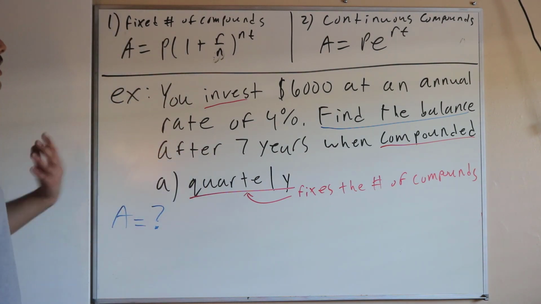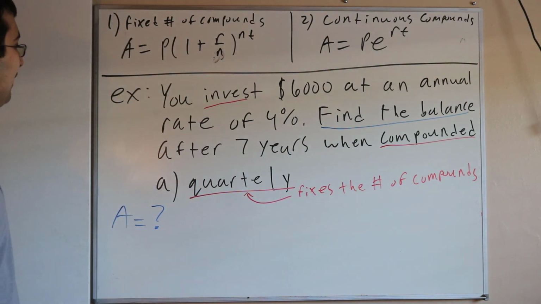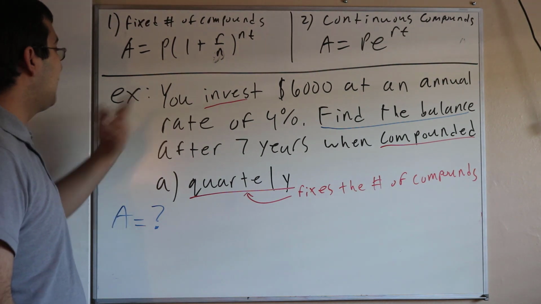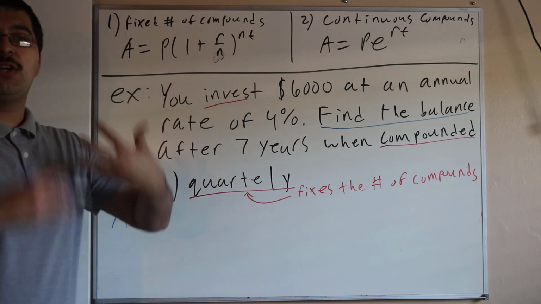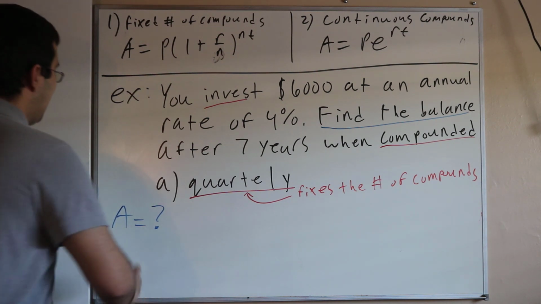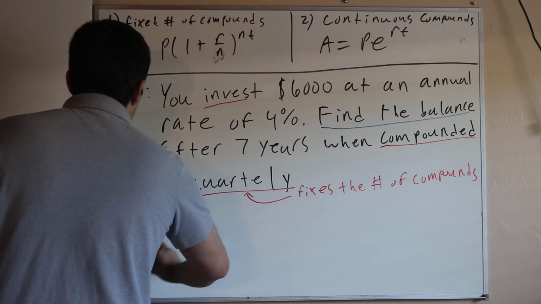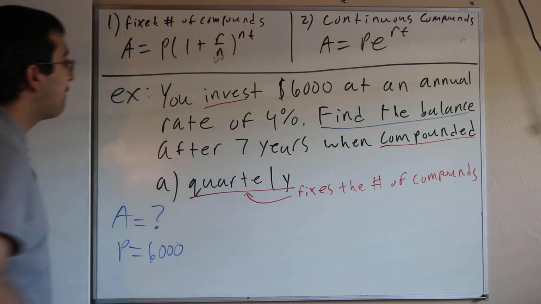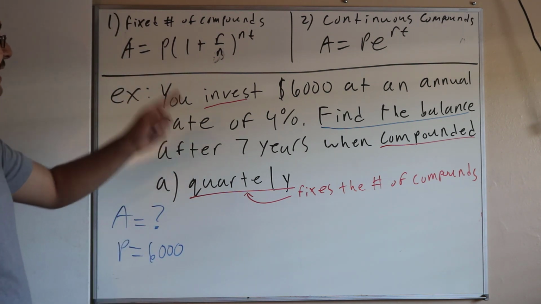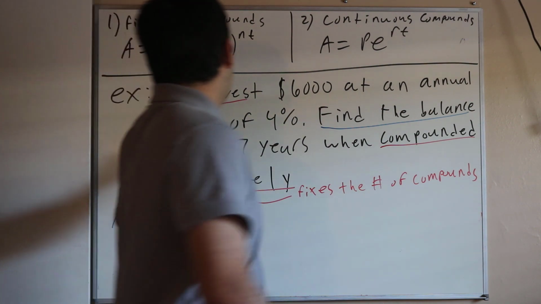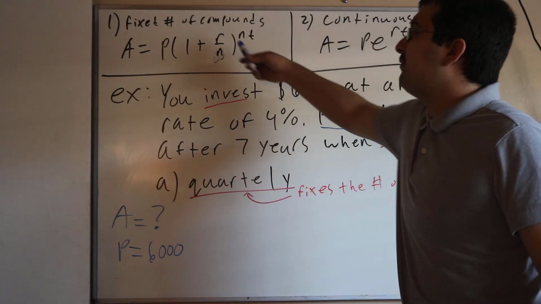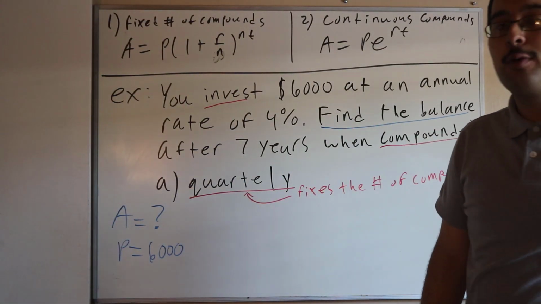Okay, next we go through and pull out the next piece of information we can. We start at the top of the problem. You invest $6,000. There it is. There's our initial investment. We're starting with $6,000. That's our value for P. Okay? And we invest at an annual interest rate of 4%. There you go. There's that word rate. That's our variable R. So our rate is 4%.